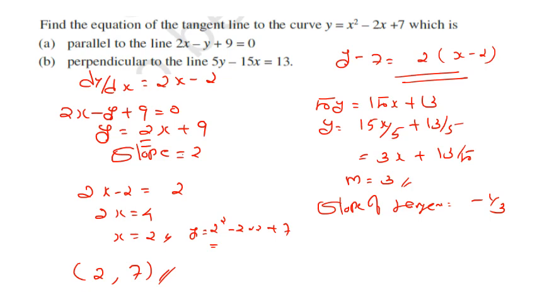The slope of tangent is equal to minus 1 by 3. So 2x minus 2 is equal to minus 1 by 3. Or you can write it like this also, m1 m2 is equal to minus 1. So from here you will get the x value. Then substitute and find the equation of the tangent.